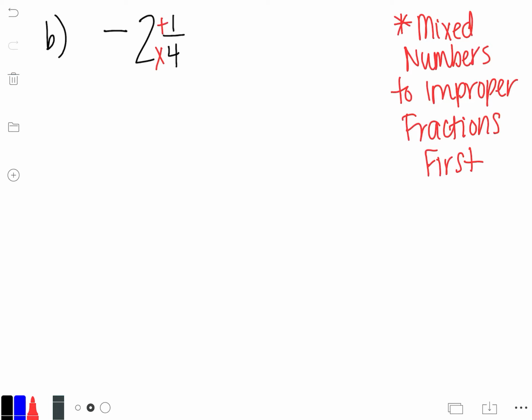4 times 2 is 8, plus 1 is 9. So this ends up being 9/4. You should know how to do that. Now, if this is a -2 and 1/4 as a mixed number, then this has to be a -9/4 as an improper fraction. If it's already negative, it stays negative when you make it into a different form. So this is the fraction that we are going to turn into a decimal. And remember, all you have to do is divide. And remember that it's the top number divided by the bottom number.